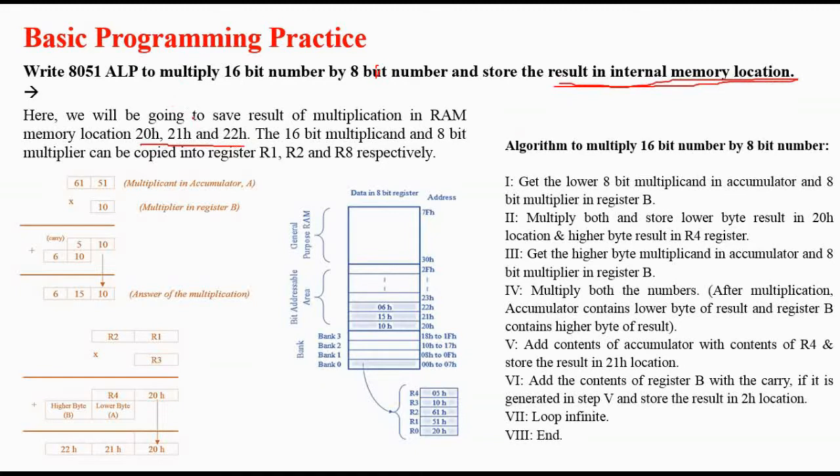Okay, and we have two numbers. One is a 16-bit number, the 16-bit multiplicand, and the other is an 8-bit multiplier. The numbers can be copied in registers R1, R2, and R8 respectively. That we will see in the example.